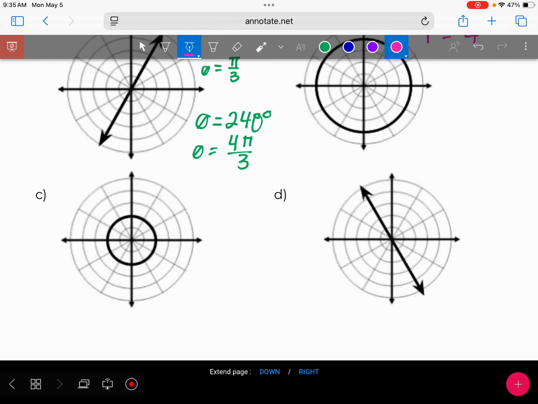So look at these bottom two. Look at C and D, and see what we can come up with for those two. Because that's going to be where we stop for today.